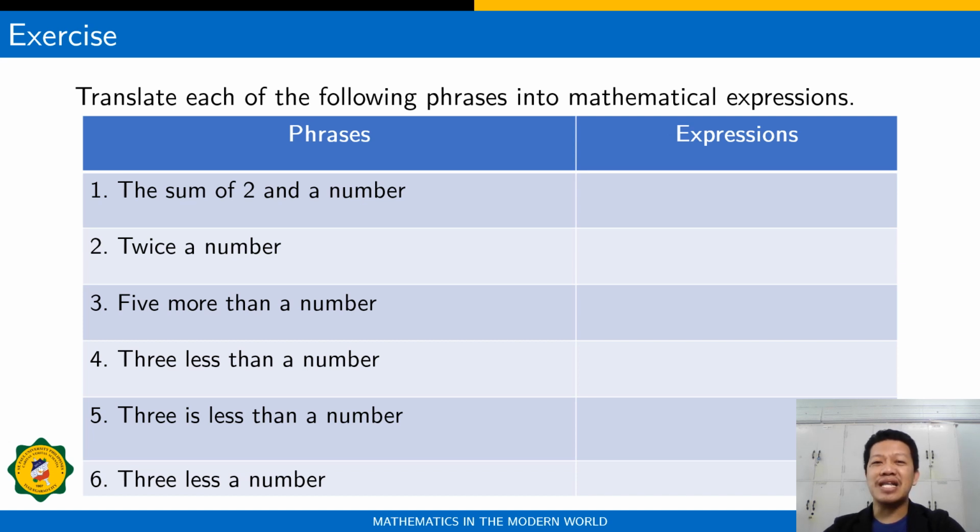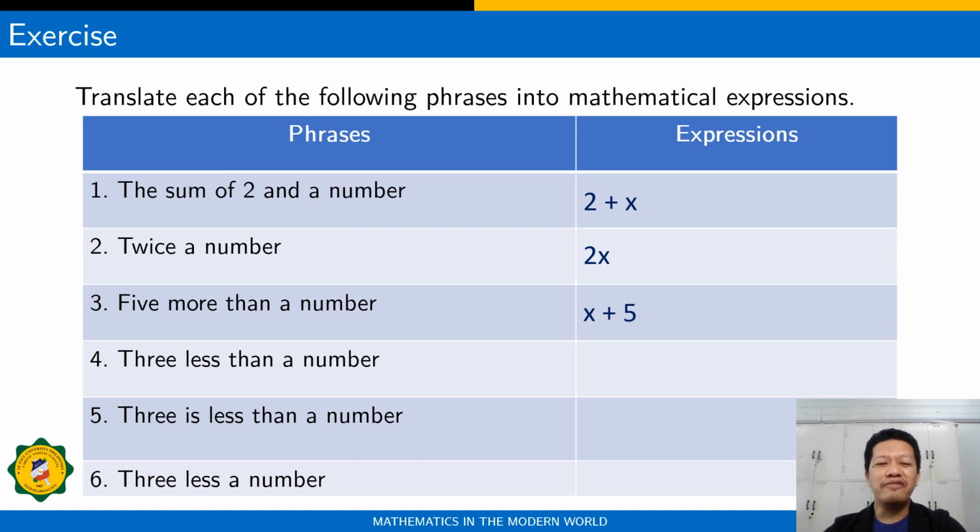The sum of 2 and a number can be written as 2 plus x. x plus 2 is accepted because addition is commutative, but the correct order is 2 plus x. How about twice the number? It can be written as 2x. You may not have a symbol for multiplication such as parentheses or a dot, but you may simply write it as 2x. 5 more than a number can be written as x plus 5. The correct order or arrangement is x plus 5.